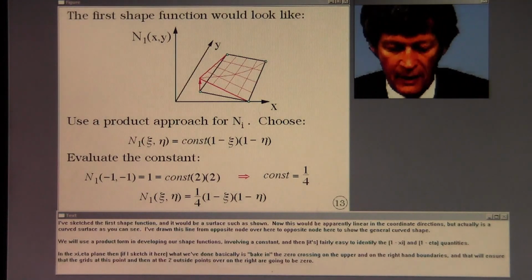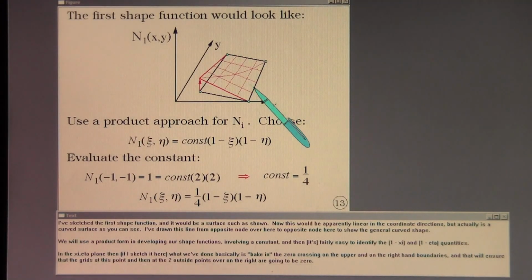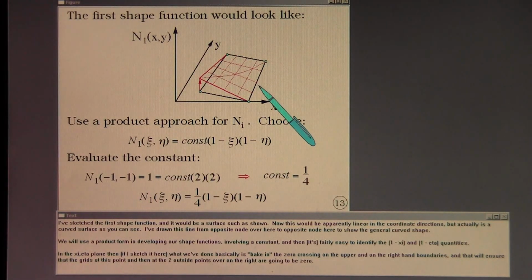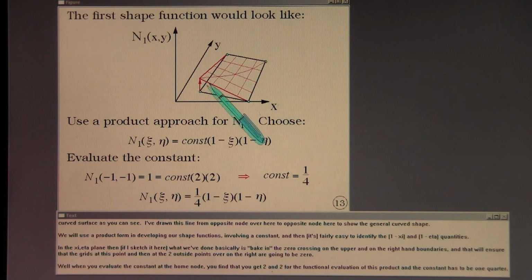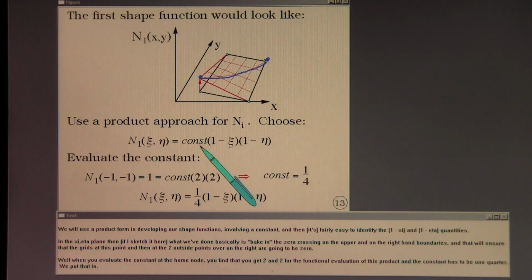I've sketched the first shape function, and it would be a surface such as shown. Now, this would be apparently linear in the coordinate directions, but actually is a curved surface, as you can see. I've drawn this line from opposite node over here to opposite node here to show the general curve shape. We will use a product form in developing our shape functions involving a constant, and then fairly easy to identify the 1 minus Xi and 1 minus eta quantities.